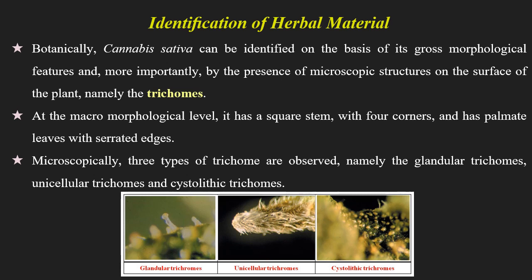Microscopically, three types of trichomes are observed, namely glandular trichomes, unicellular trichomes, and cystolytic trichomes. The structures of these trichomes are shown in this figure. The first one is the glandular trichomes, the middle one is unicellular trichomes, and the last image is for cystolytic trichomes.